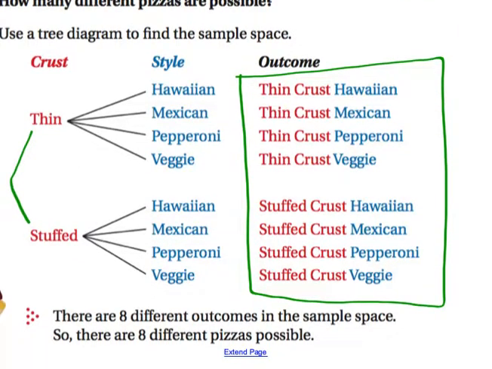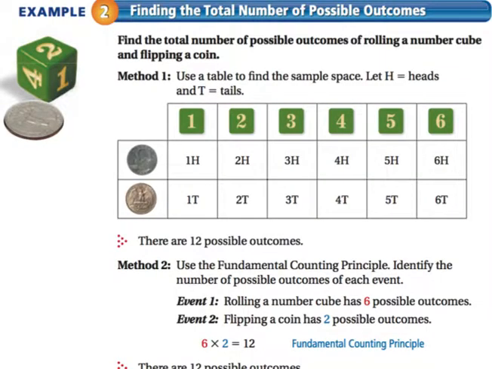The second part asked how many different pizzas. There are 8 different pizzas possible, and we actually had to list them because it asked for the sample space. If it asks for sample space, it's a list. If it asks for number of outcomes, it can just be a number. Find the total number of possible outcomes for rolling a number cube. Method 1 is to make the sample space and then count those up. So here you can see 2 coins and 6 die rolls. That gives us a total of 12 outcomes.